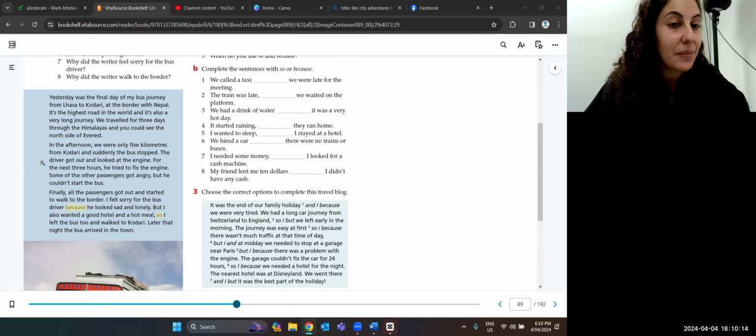The driver got out and looked at the engine. For the next 3 hours, he tried to fix the engine. Some of the other passengers got angry, but he couldn't start the bus. Finally, all the passengers got out and started to walk to the border.